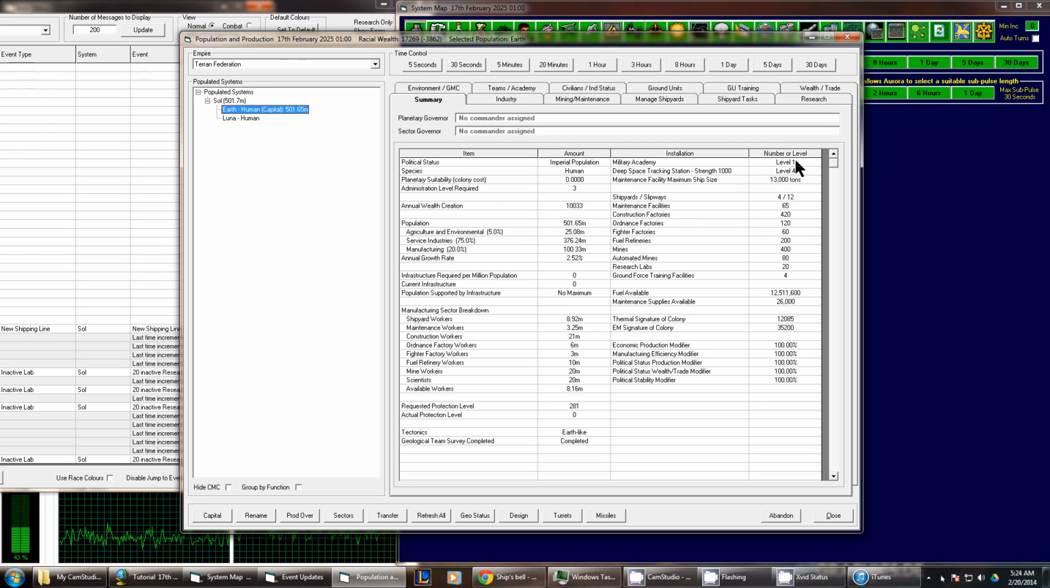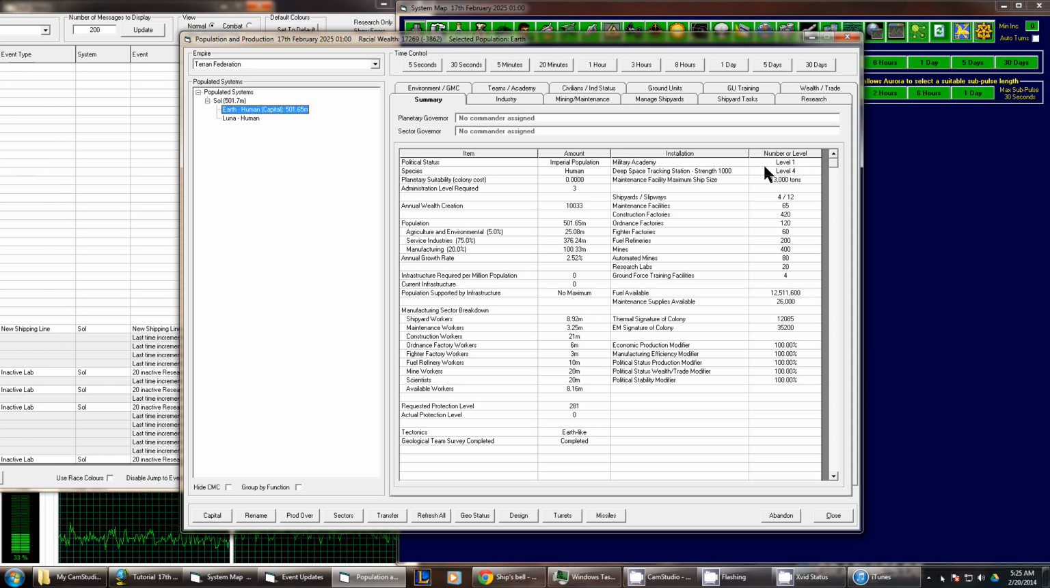Military Academy, this just gives you an idea of the level of different installations on that particular planet. Our Military Academy is level 1, which, shoot, I forgot. It's the lowest level, but it produces officers at a set rate. Was it 5 a year or 10 a year? I don't remember, but a higher level means you get more officers and more crew each year.